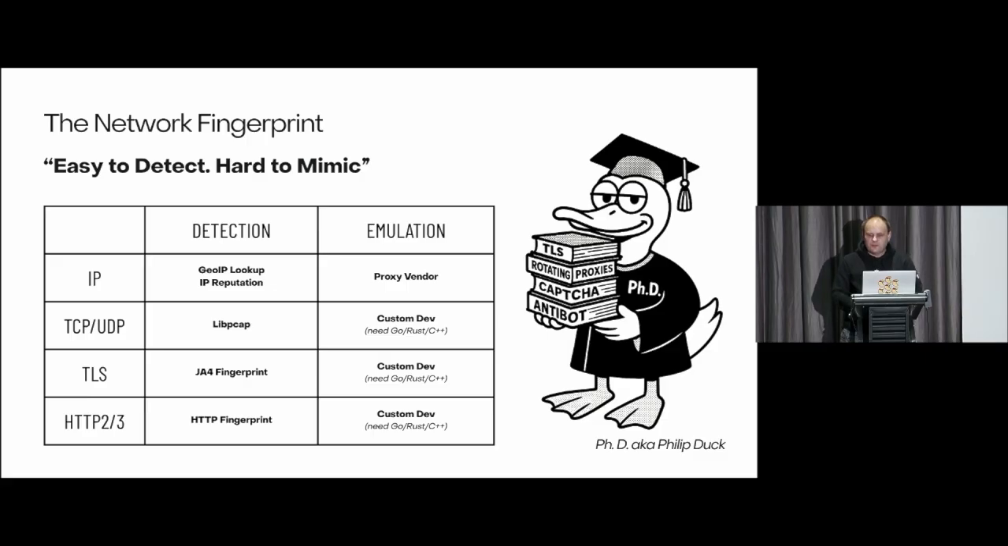You can grab information from the IP address using a GeoIP database, free or commercial. You can check the IP reputation score. You can analyze TCP, UDP patterns. You can inspect the TLS handshake. You can examine HTTP2 headers, whatever. There are a lot of things that you can find and scan. There are tons of open source libraries that make detection straightforward. But on the emulation side, it's completely different.